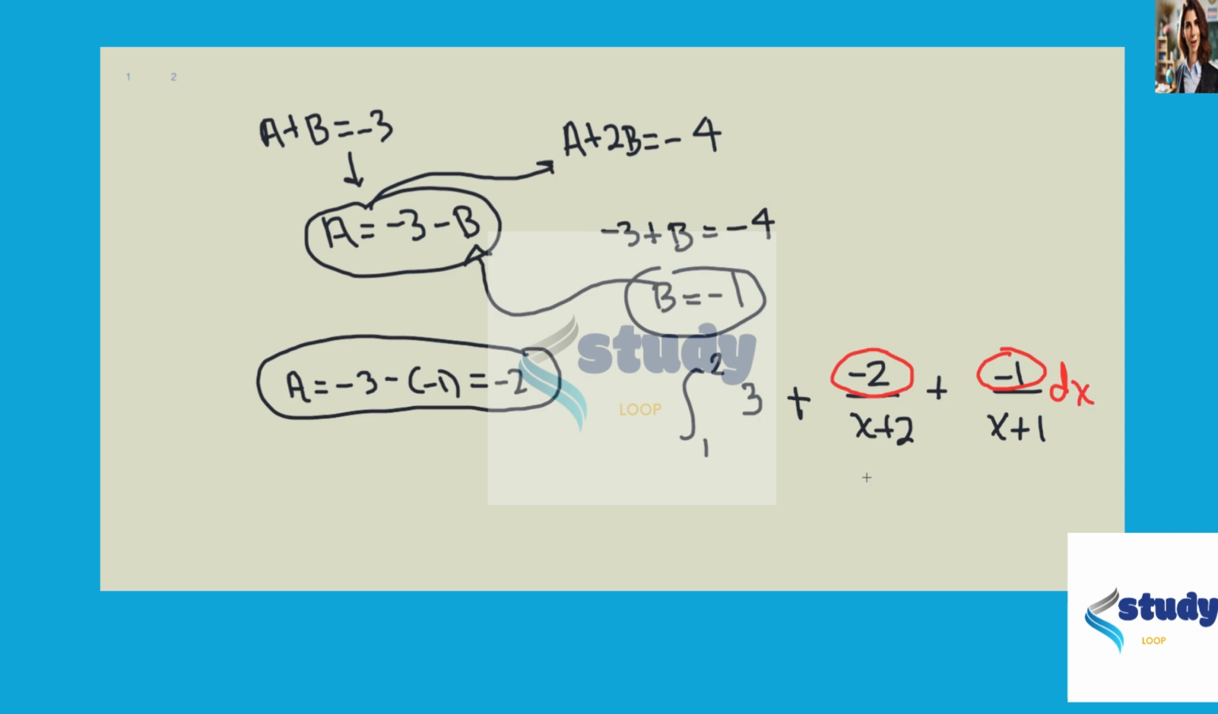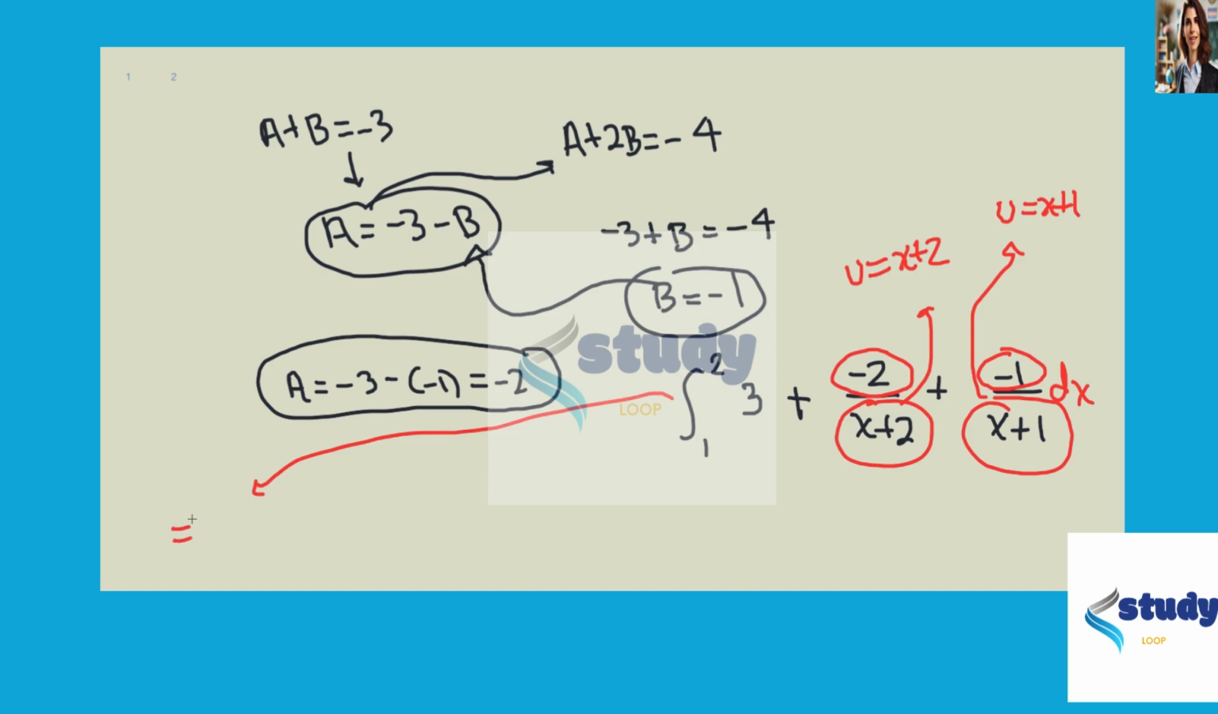And now we're ready to integrate. If the plus 2 and the plus 1 are bothering you here, feel free to use u-substitution. You can use u equals x plus 2 here, and over here you could use u equals x plus 1. Now let me come down here to the bottom left. After we integrate, we get 3x minus 2 natural log of the absolute value of x plus 2, minus natural log of the absolute value of x plus 1, and then our endpoints 1 to 2.